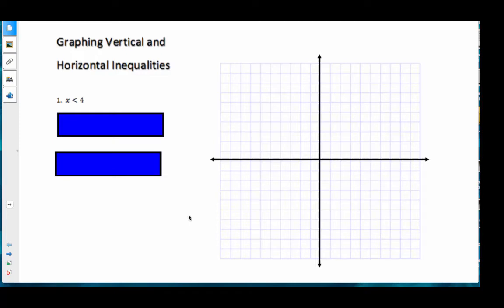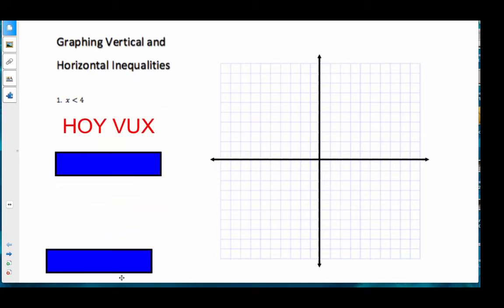In order to graph vertical and horizontal inequalities, we need to think of the phrase HOI VUX that we learned, where H is horizontal, and that's for when you have y equals some number, and V is vertical, and that's for when you have x equals some number. Now in this case, I have x is less than 4.